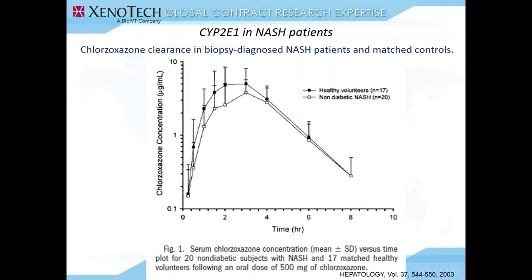And chlorzoxazone is a marker substrate for CYP2E1. On this graph, we have area under the curve of chlorzoxazone concentration in plasma. Healthy controls are indicated by solid symbols, and non-diabetic NASH patients, the same number of individuals, are indicated with open symbols. We can see that there is a significantly higher clearance of this drug in the NASH patients.